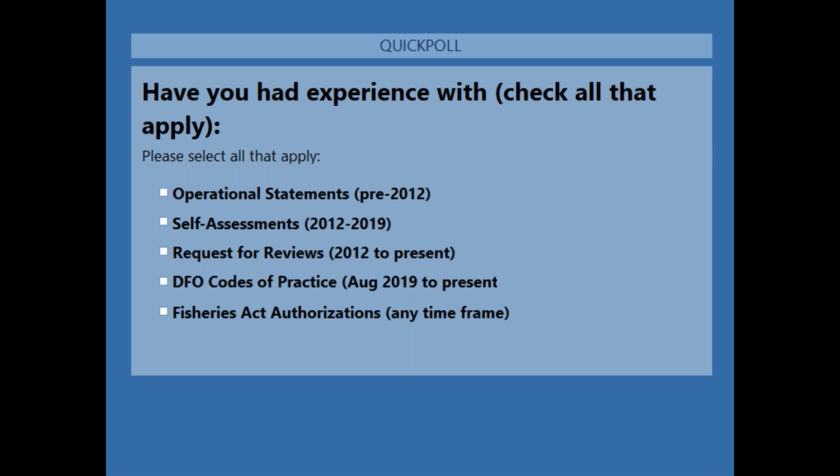So if folks have had experience working with the operational statements that were in place prior to 2012, working through self-assessments under the last version of the Act from 2012 to 2019, dealing with requests for reviews, and that was a formal process that actually was introduced in 2012, the DFO codes of practice, which are the current tool in place, or a Fisheries Act authorization.